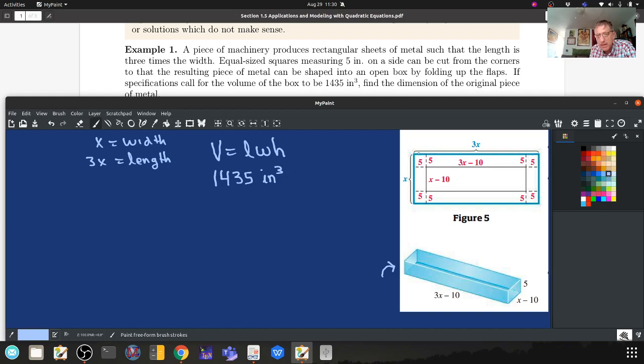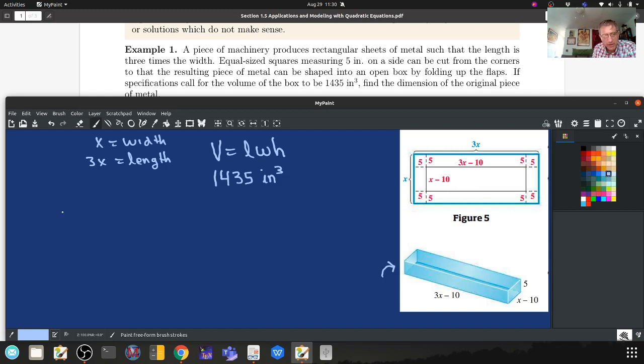Well, I'm cutting from 3x. I'm snipping off 5 inches here and 5 inches here. So that dimension is going to be 3x minus 5 and 5, which is 3x minus 10. And we're going to do the same thing down here. This length is 5 and 5, which is 10, taken away from x. So that's x minus 10. So we have the following.